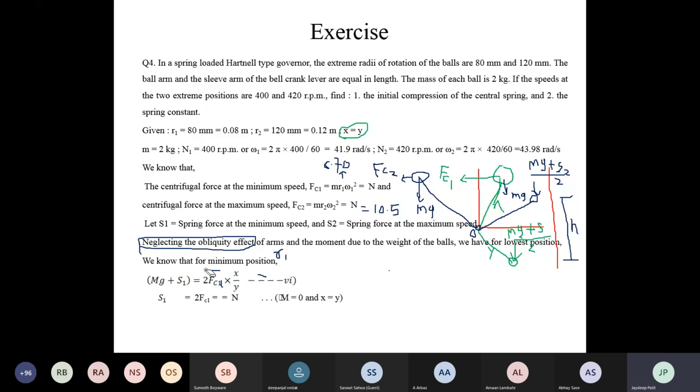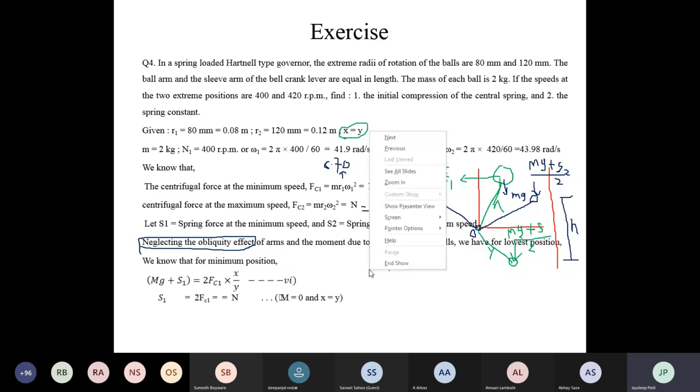We know that for minimum position, mg plus S1 is equal to 2FC1 into y by x or x by y. Means you have to find out S1 is equal to 2FC1. Either you have to directly write down the equation, otherwise you have to take a moment about it. I'll draw the figure.